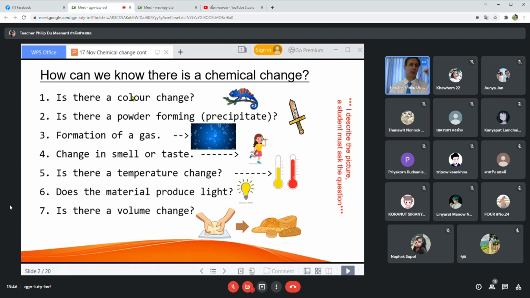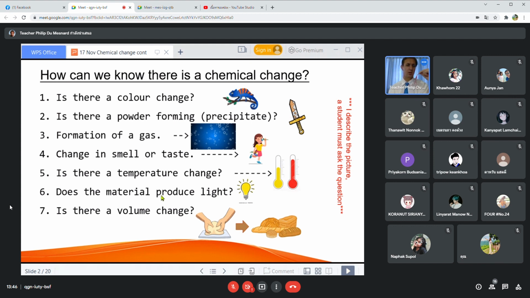So we have color change. If it's from blue, change to red, change to yellow, we know it's a chemical reaction. Is there powder? Like here, I see the orange or the brown powder on the sword. That's a chemical reaction. Is there gas? Like the blue bubbles? Chemical reaction. Does the smell or the taste change? Like here, the girl is smelling a flower.